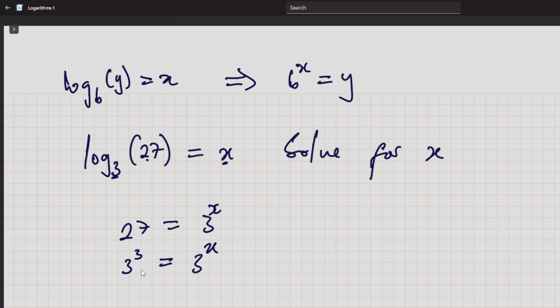We know this through the laws of indices. We are going to cover this topic in the next tutorial, but as of now, let's just know that when the bases are the same, the exponents are equal. So x is equal to 3. This is how we find the value of x.